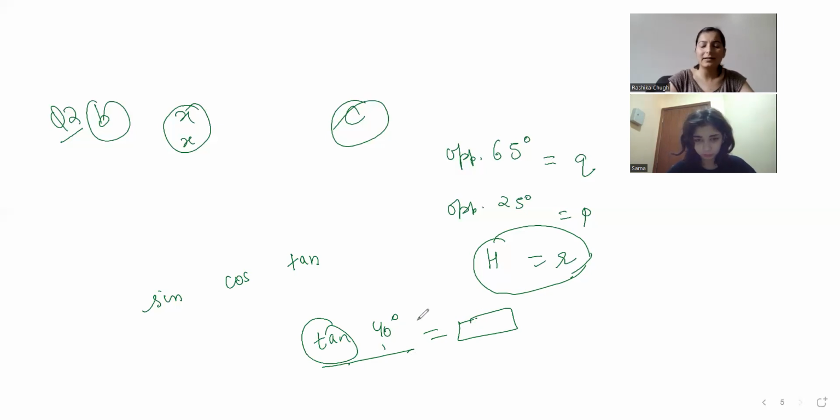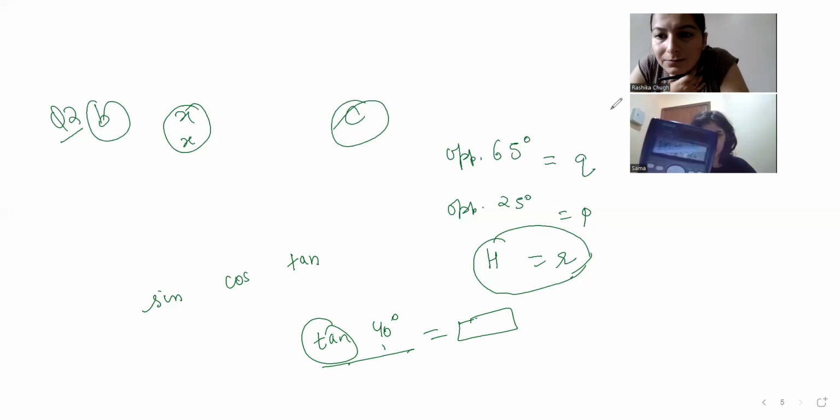0.7265. Is it tan? Have you tapped on tan only? Tan, not tan H, just tan. Give it another try. Yeah, it's still 0.7265. Yeah, that is fine, but it should be around 0.83. Wait, I'll just solve it on my calculator. I'm getting 0.839, exactly the answer. Can you show it to me on the screen?